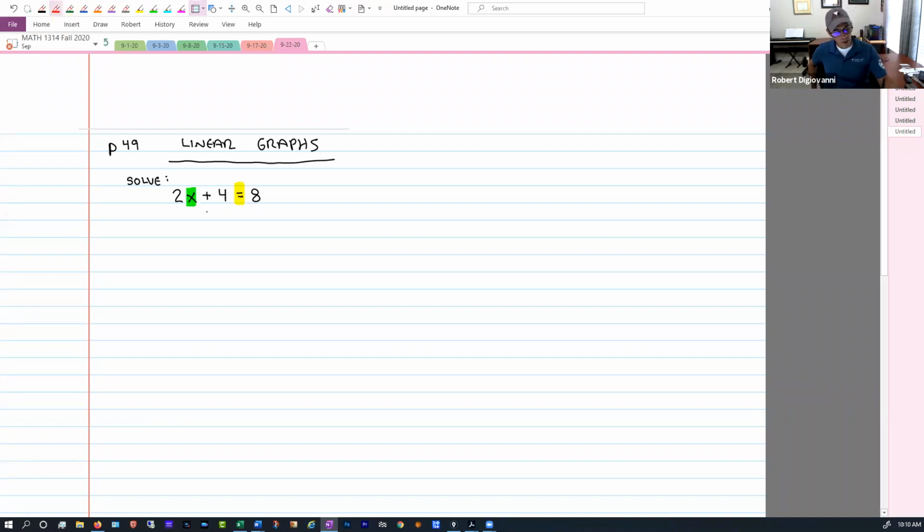So you would go through here and subtract 4 on both sides. You'd have 2x here, over here you'd have 4, and then you divide both sides by 2 to get a coefficient of 1. So you get x is equal to 2. So what we've done is we have solved the equation, right? Now, when we look at this equation, this is what we call a linear equation in one variable.